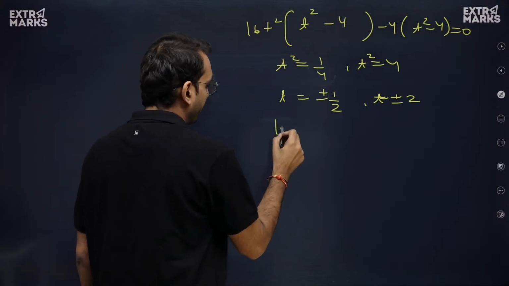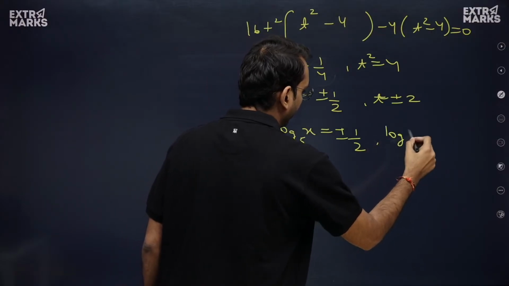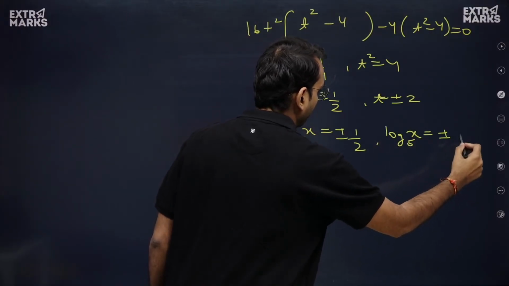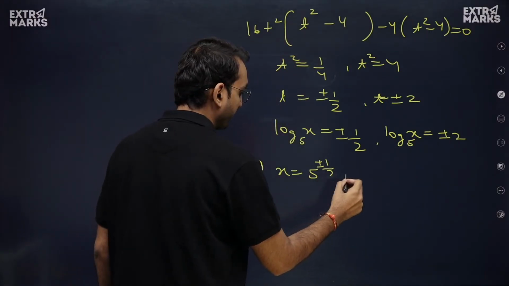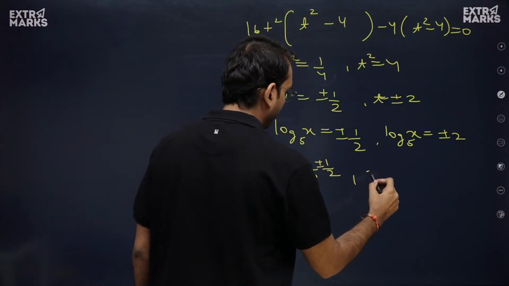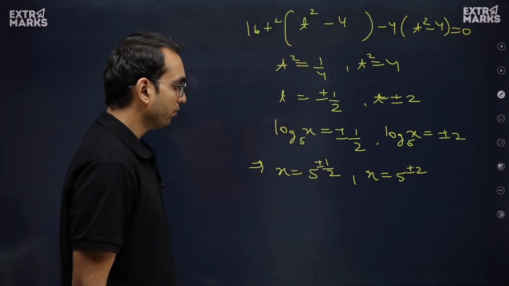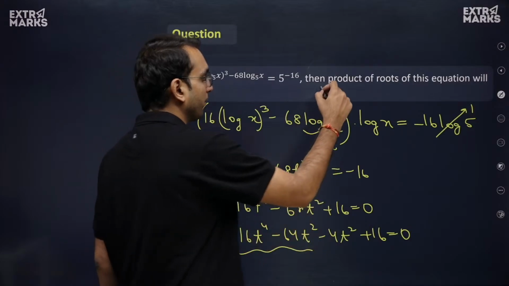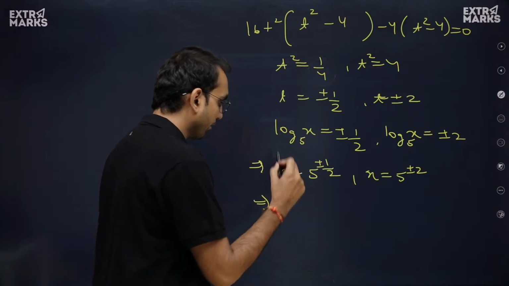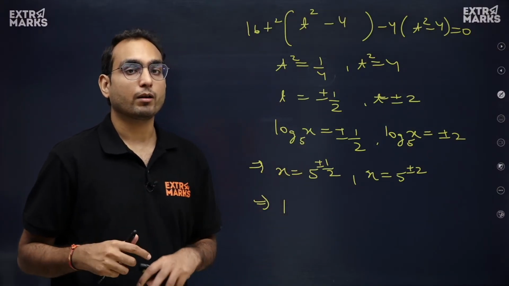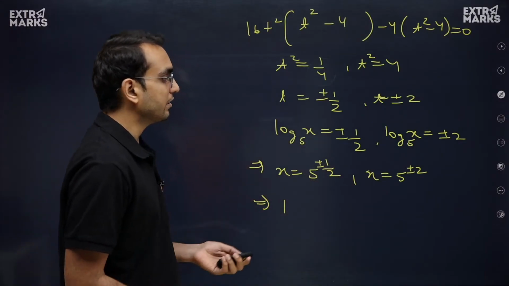So t is basically log x to the base 5, equal to plus minus half, and log x to the base 5 equal to plus minus 2. So from here x equals 5 to the power plus minus 1 by 2, and here x will be equal to 5 to the power plus minus 2. Because we have to find the product of the roots, when you multiply all this, the answer comes out to be 1, because 5 to the power 1 by 2 into 5 to the power minus 1 by 2 is 1, and 5 to the power 2 into 5 to the power minus 2 is 1. So the answer is basically 1.